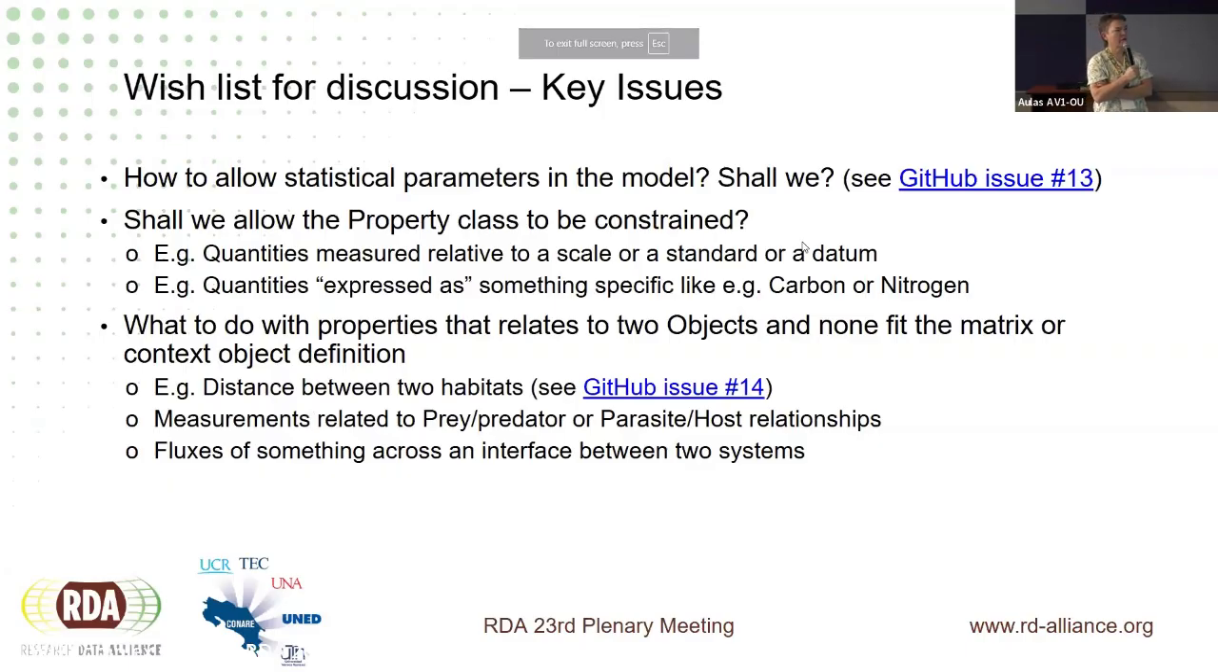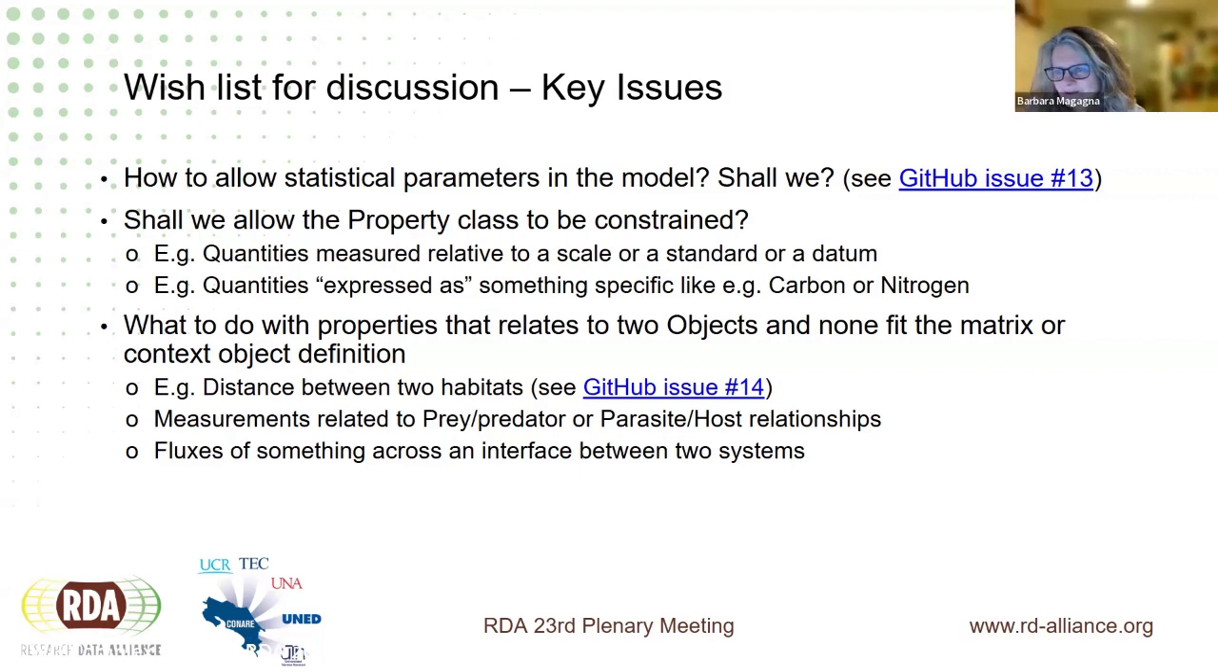Okay. So the other question we had is, should we allow the property class to be constrained? This is an issue we found when we've got quantities that are measured relative to a scale, like pH at different scales, or properties measured according to a standard or a datum, something that actually needs to be captured with a variable in order to give meaning to the number we have in front of us. And also for quantities expressed as something specific like carbon or nitrogen.